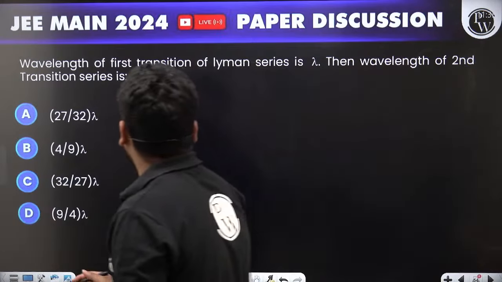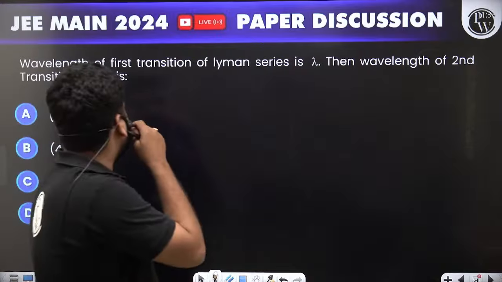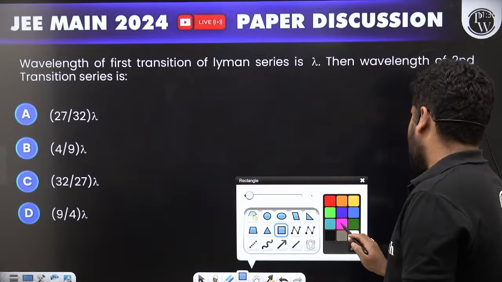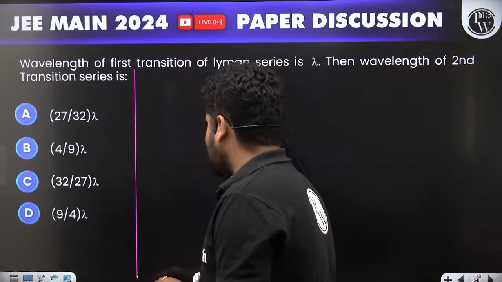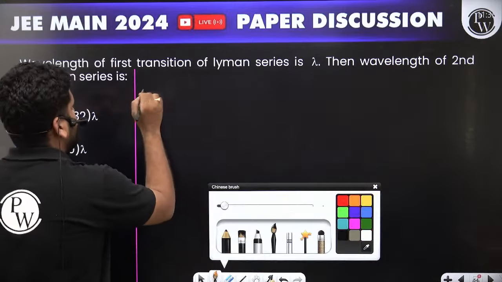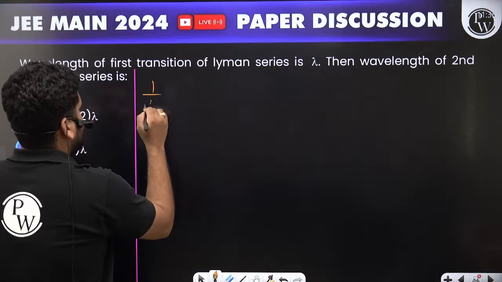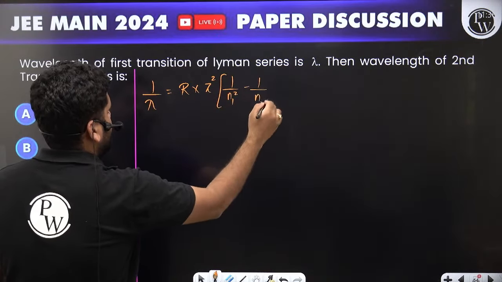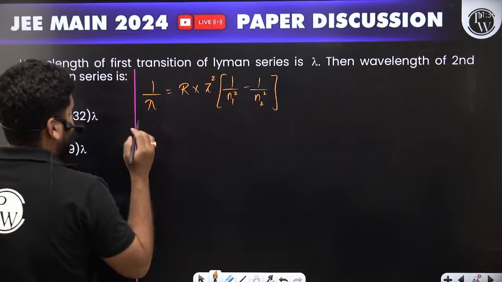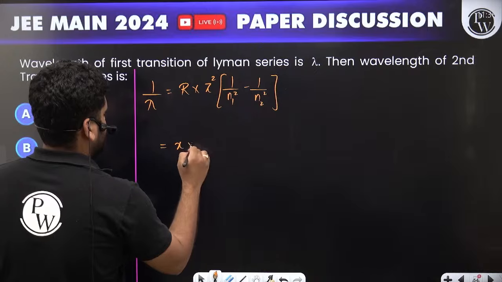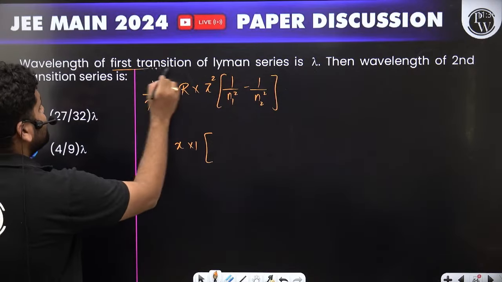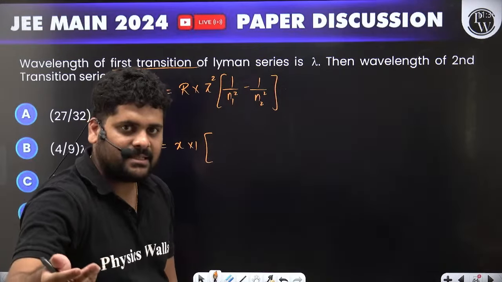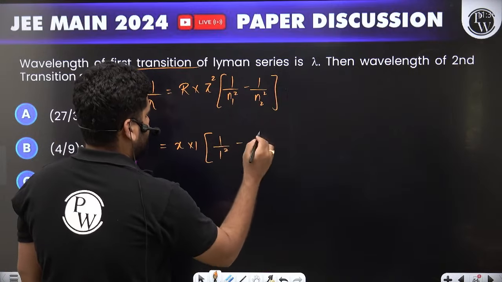Wavelength of first transition of Lyman series is lambda. Then the wavelength of second transition is? Somebody was asking the solution to this question. See, very easy question. Lyman series has been told to you. So I'll write nu bar is equal to 1 by lambda, which is equal to R into Z square into 1 by N1 square minus 1 by N2 square. We will calculate the value of R in the beginning. I'll take R as some X, X into 1 into first transition. Lyman, ground state N1 is 1. First excited state is going to be 2. So 1 by 1 square minus 1 by 2 square.